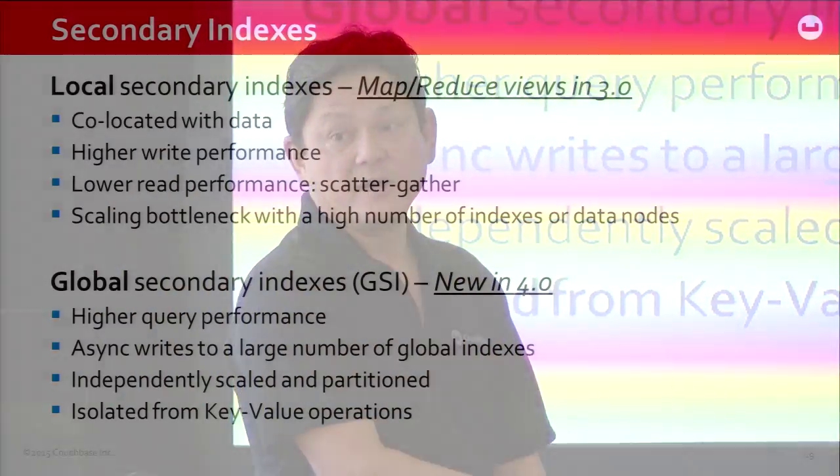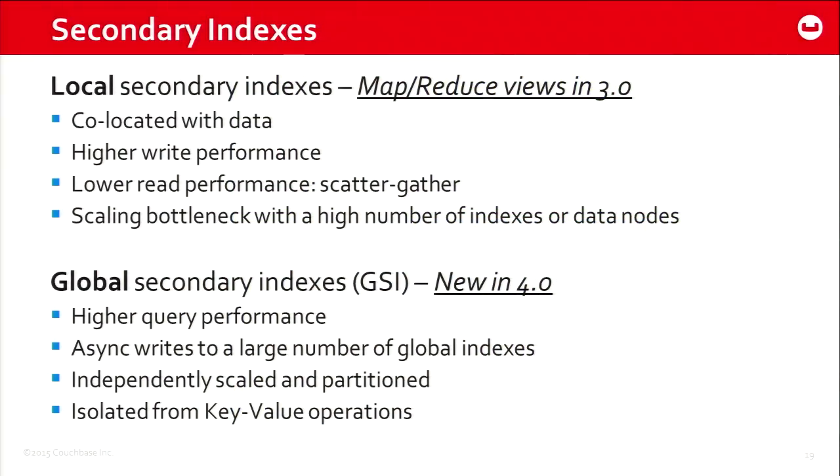That's why we introduced what we call global secondary indexes. They are separate from the data nodes, and they lead to much higher performance. You can scale and partition them independently, and they can isolate the operation from the key-value operations, so you minimize the interference.